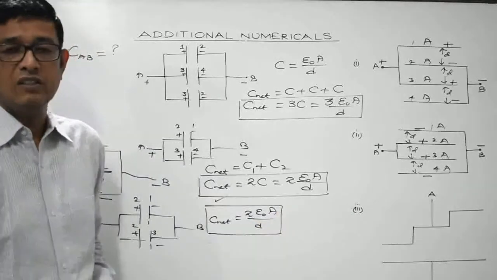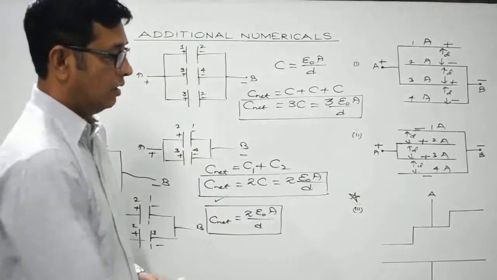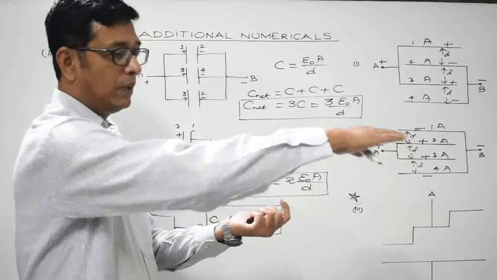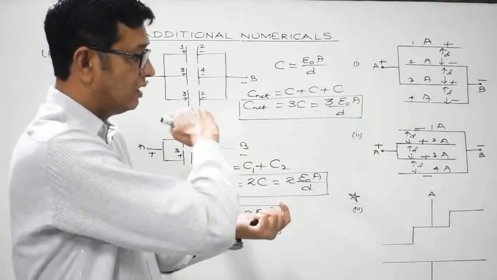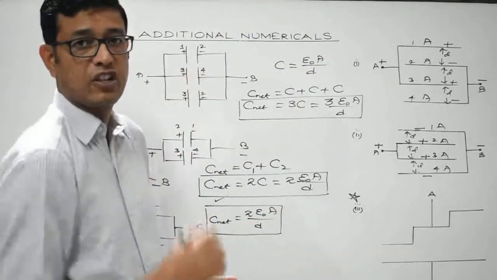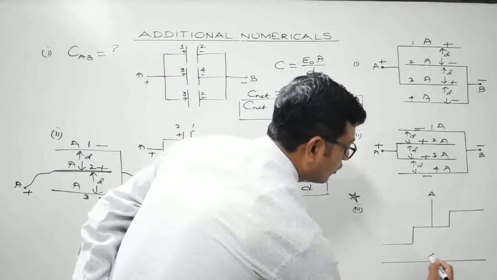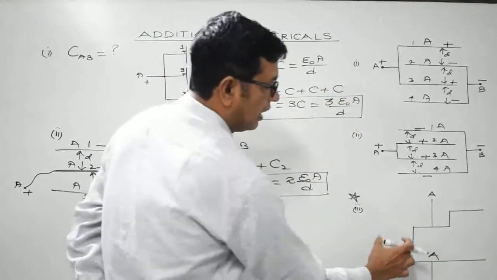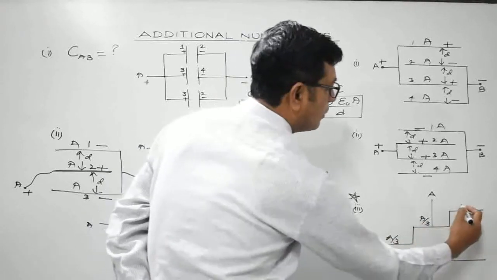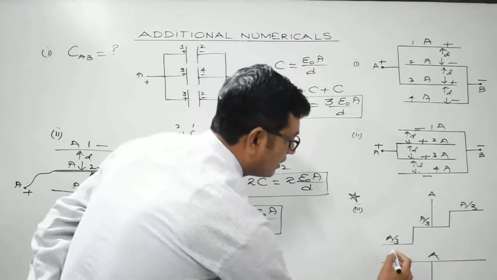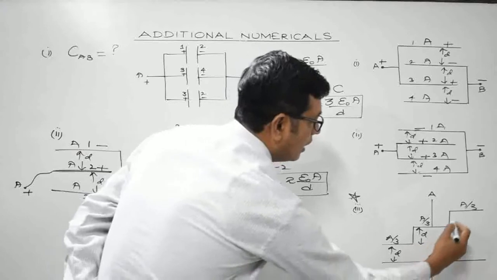Let's consider the third one. It's an interesting one, an important one too. It's a capacitor. One plate is in the form of a plain horizontal sheet, right? The other one is in a stair-like shape. Suppose this is of area A, the lower one, and it is divided into three parts. So its area is A by 3, A by 3 and A by 3. And this separation is B, suppose. This is B and this is B.